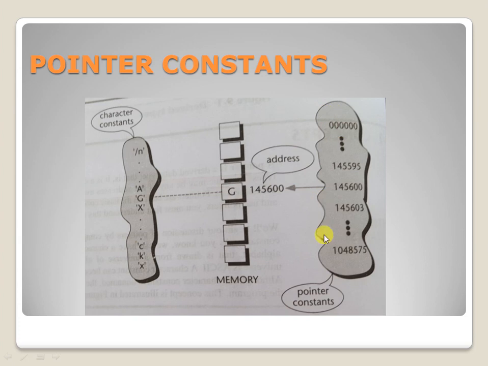And if you see the right side, this is the memory domain, that is the acceptable range of the memory addresses that is available with the CPU for the allocation of the variable. So this is the complete acceptable domain. You start with 0, and then you end with 1048576, some random memory address, right? So the right side is the pointer constants.